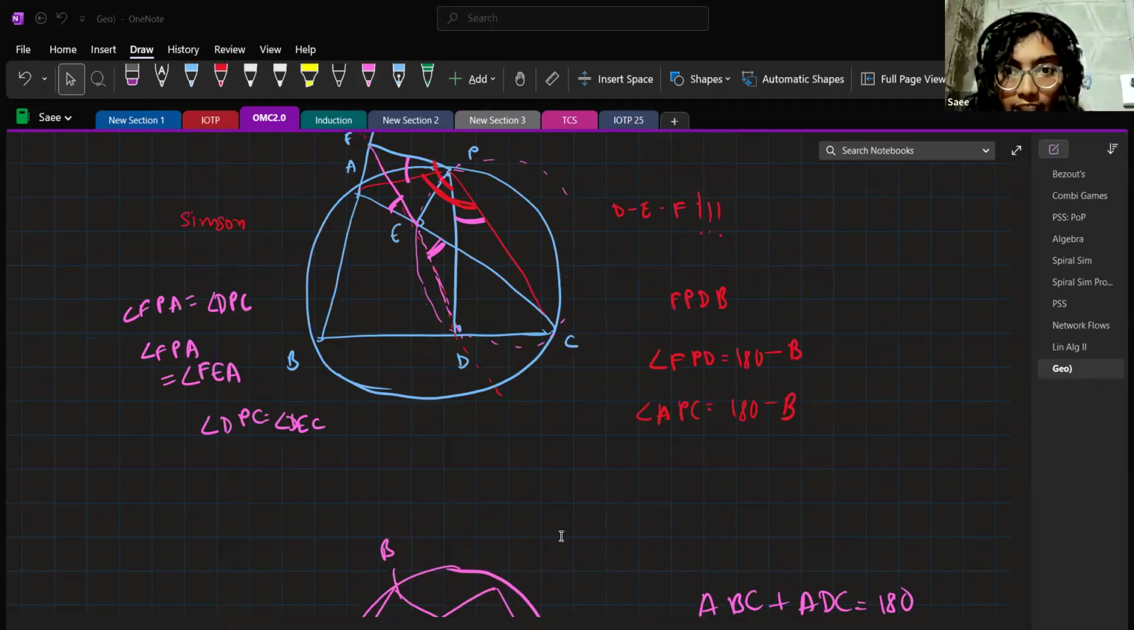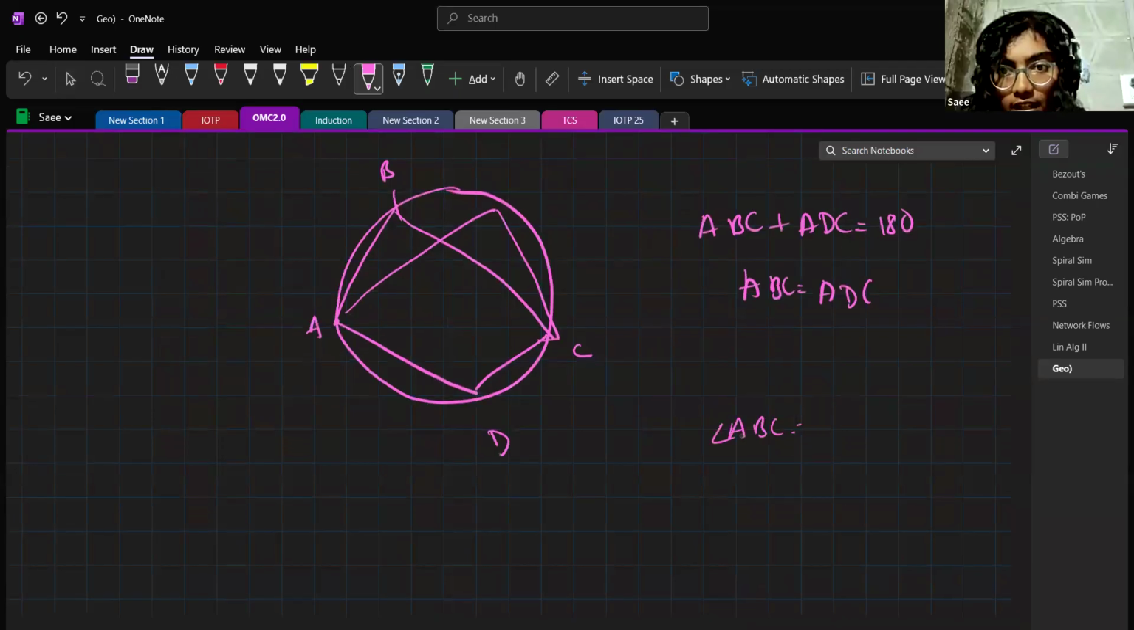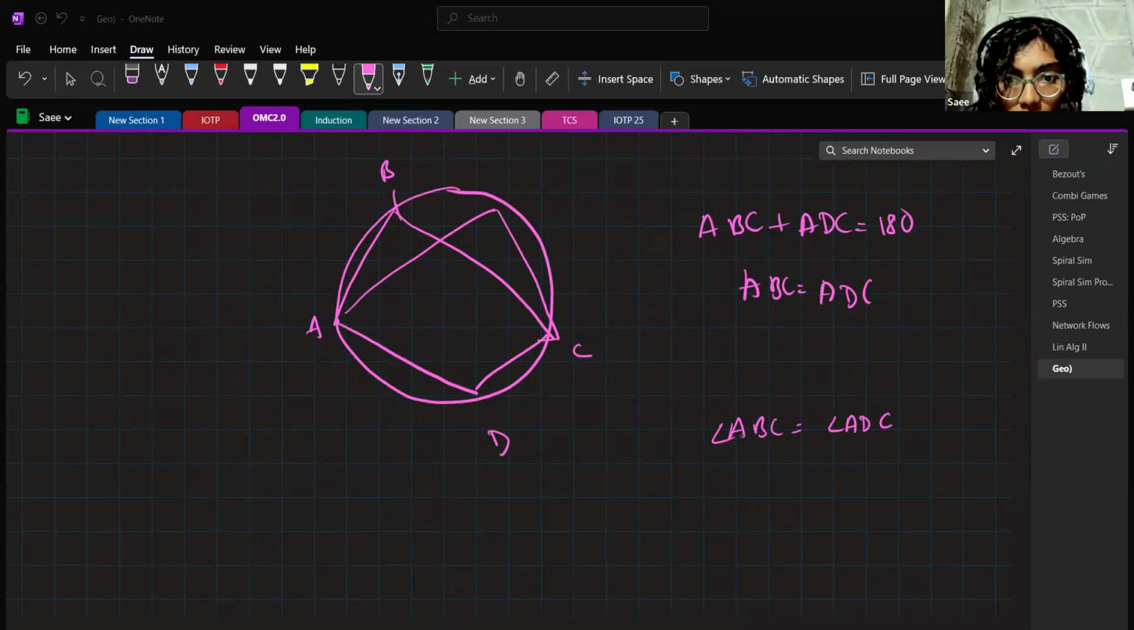So we say that in directed angles, you want to define them in such a way that 4 points A, B, C, D lie on a circle if and only if angle ABC is equal to angle ADC. Okay.